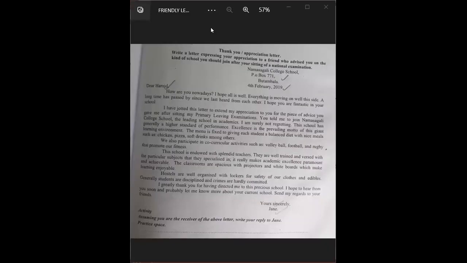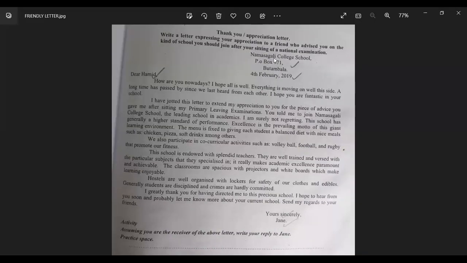Okay. I would like to know if every one of us is able to see the picture of the letter. May you please increase the font size? It's not that clear. Okay. I believe now every one of us can see the picture of the letter.